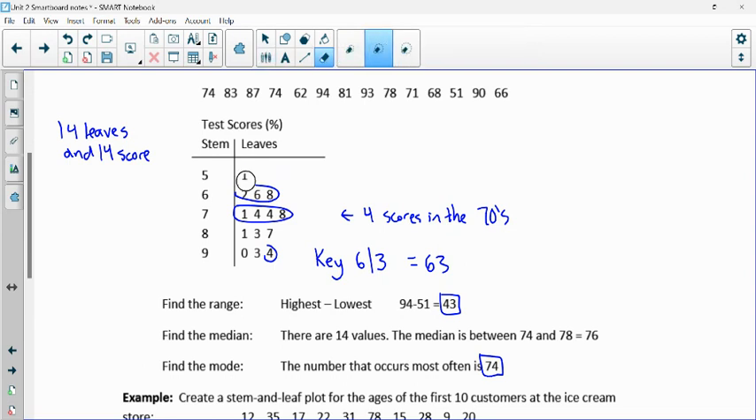Now you can also do the median in here. It can get a little tricky, so I recommend that you do the median just by writing out your numbers still. But if you're going to do the median, you would cross out the smallest, cross out the largest. So the largest is 94. You kind of have to work backwards, in opposite directions.